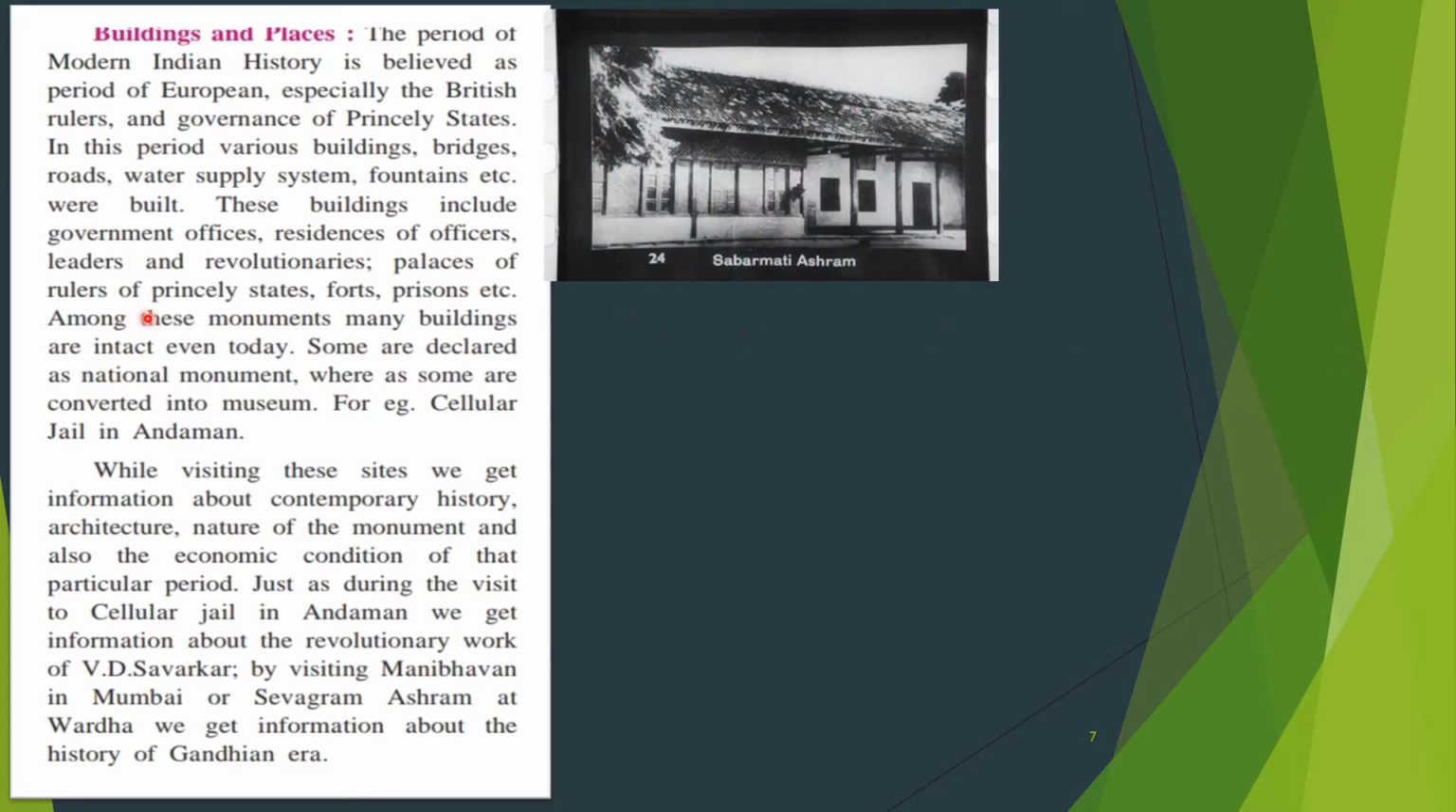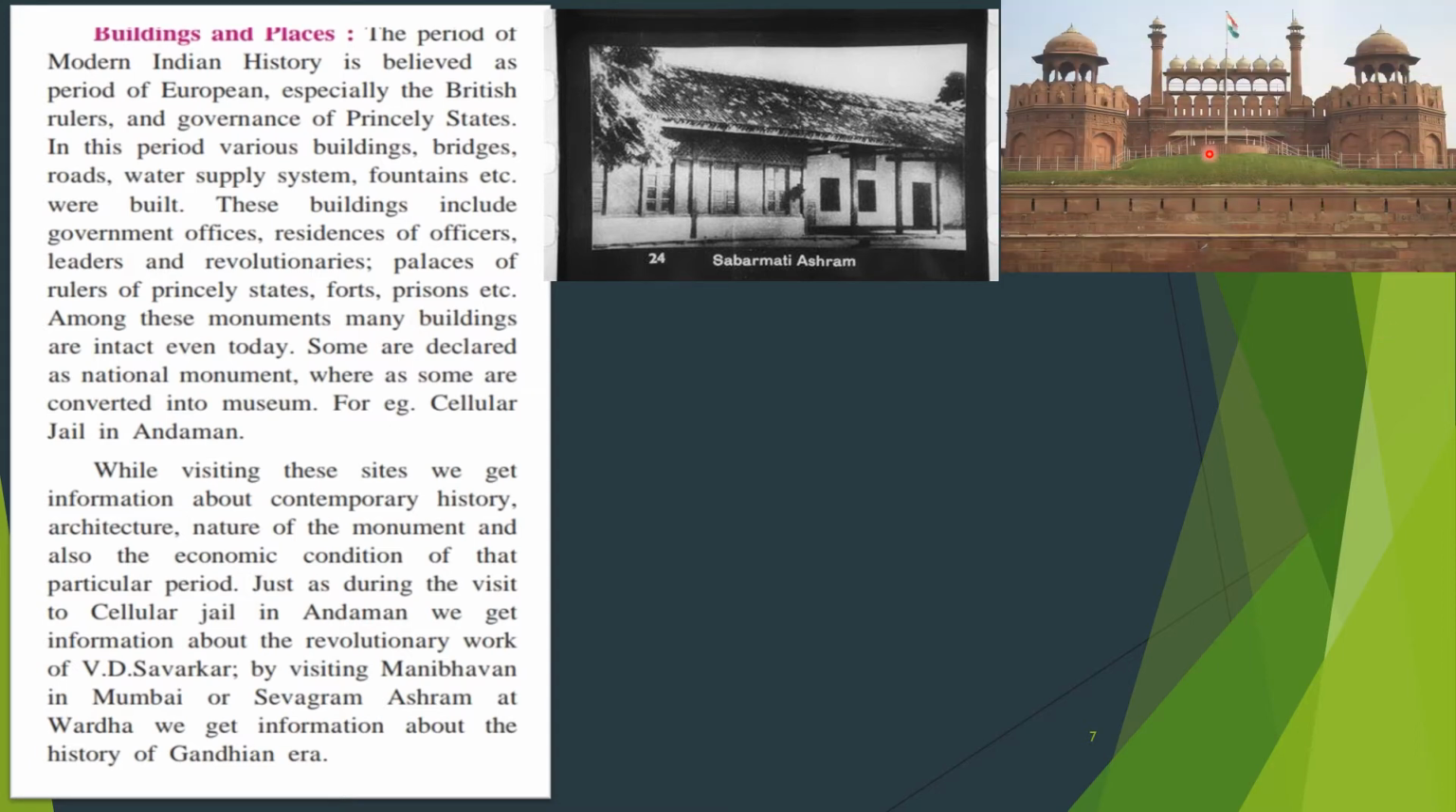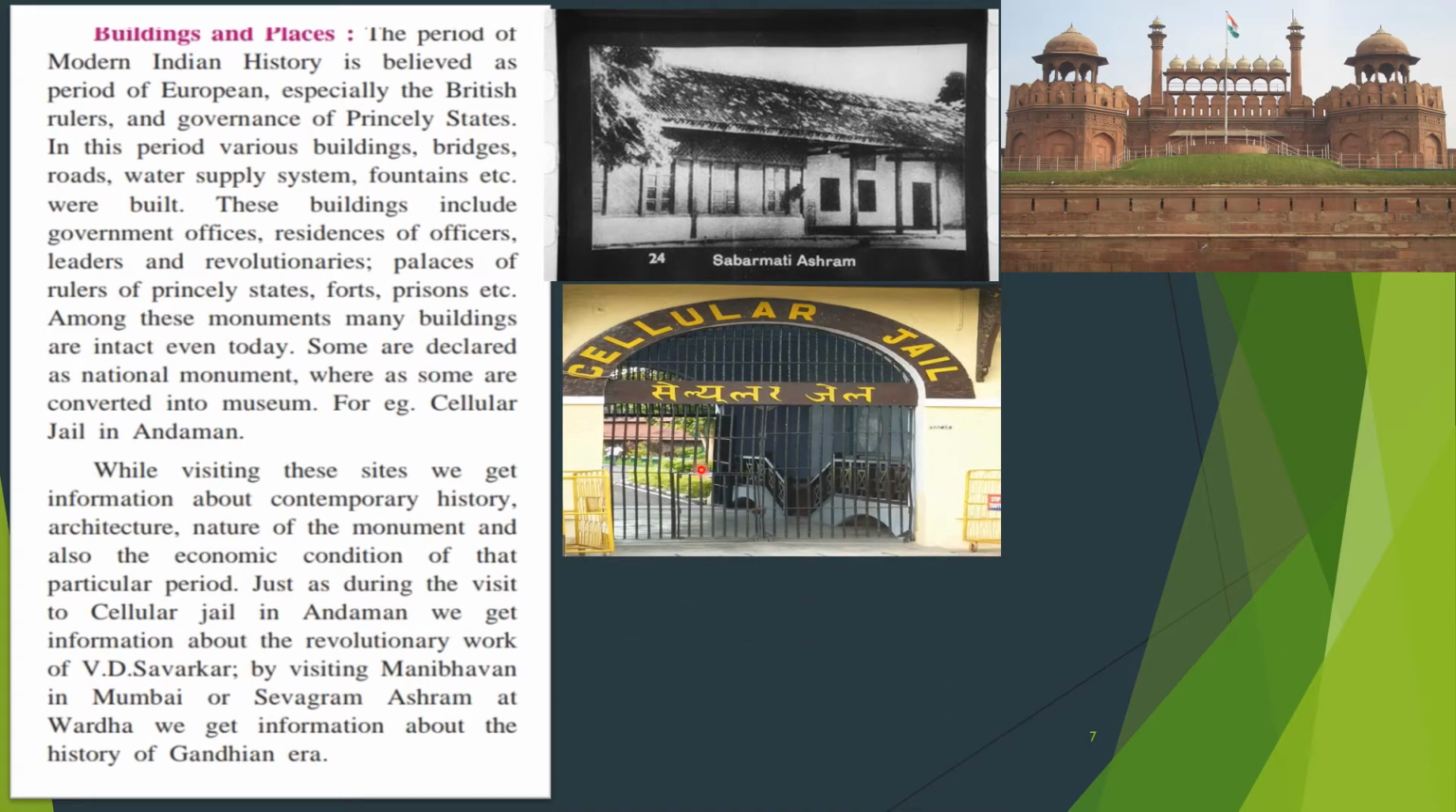Okay, here you can see Sabarmati Ashram. Places of rulers of princely states, forts. Here you can see Red Fort. Then prisons. Here you can see one picture related to Cellular Jail. Prisons means a building where criminals are kept as a punishment.